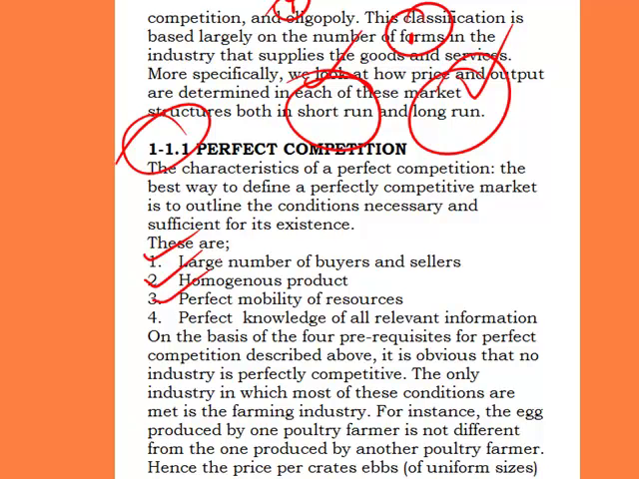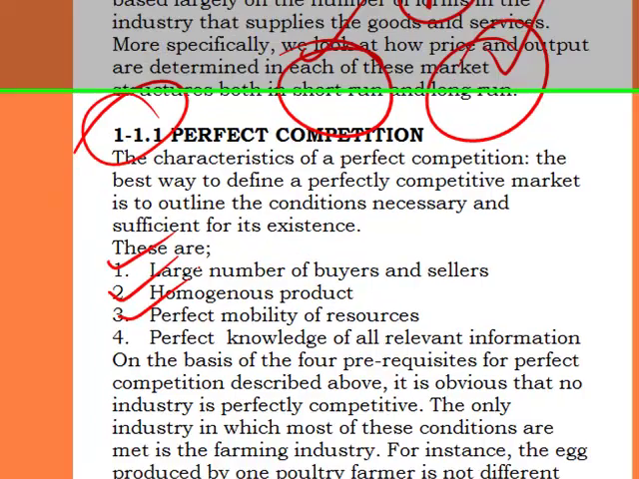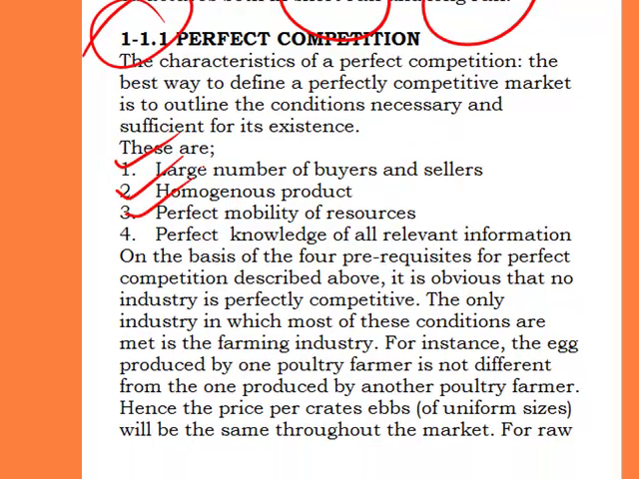And the third one is perfect mobility of resources. You can either move in or move out. You can come into the industry anytime, and you can go out. There is free movement, exit and entry, in that kind of market. Whenever you see a market that has perfect mobility of resources, then it's a perfect competition market.